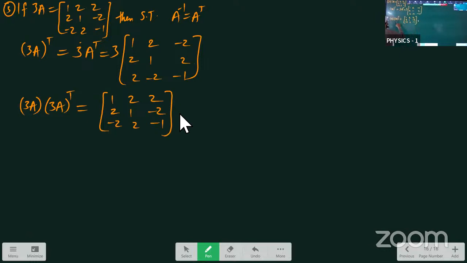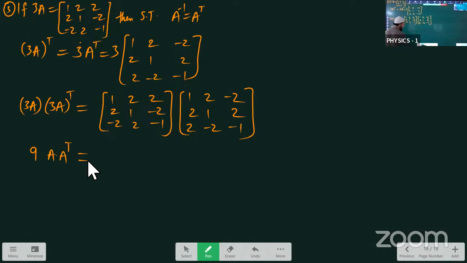3A whole transpose: I am multiplying A into A transpose here. So what is A transpose? 1, 2, minus 2, 2, 1, 2, 2, minus 2, minus 1. So multiply these two matrices. Here on the right-hand side, 3 times 3 is 9. You multiply A into A transpose, correspondingly multiplying these two matrices.